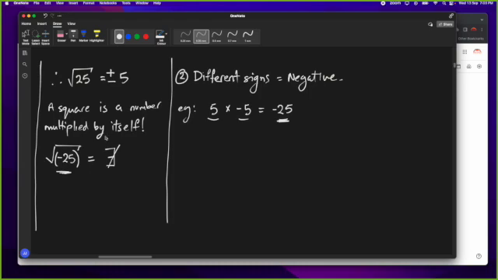A square is a number multiplied by itself. Sydney, did you know all this stuff before? Did you ever think about this before? In Form 2, Form 3, and things. So you did this stuff already, but you probably slipped your mind, right?